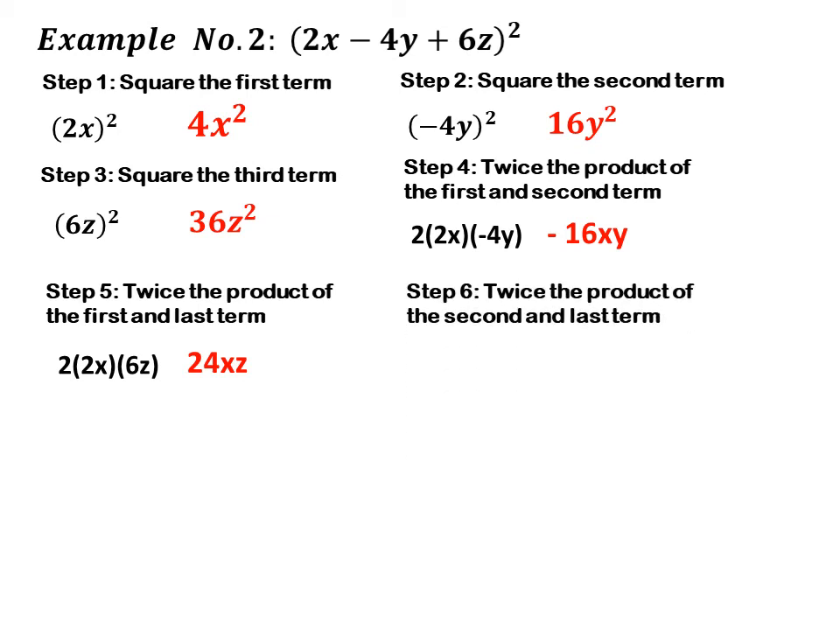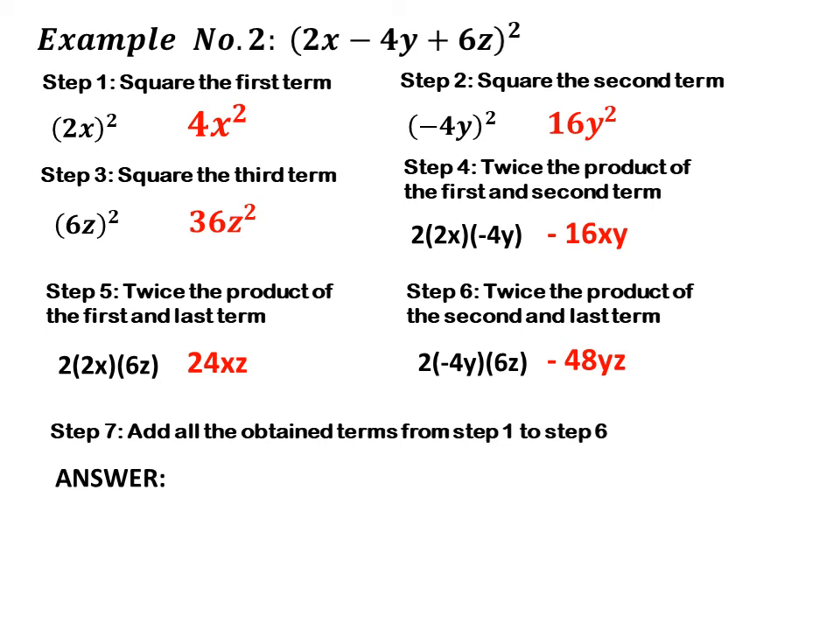Second to the last step, twice the product of the second and last term. What is then the product of 2 times negative 4y times 6z? And that is equal to negative 48yz as the last term of our final answer.